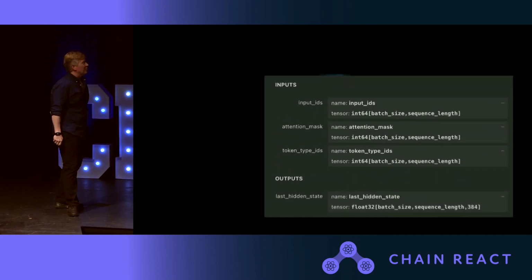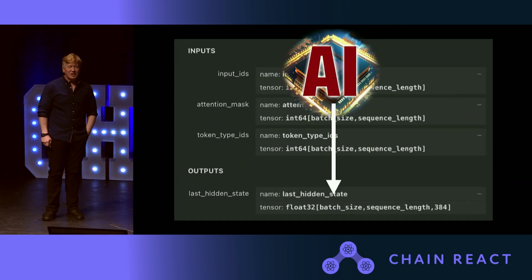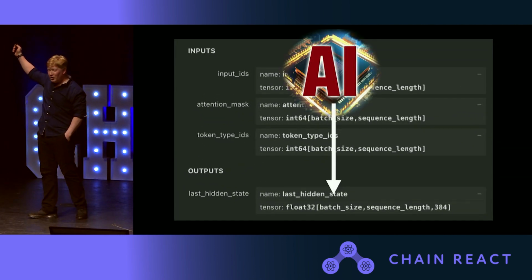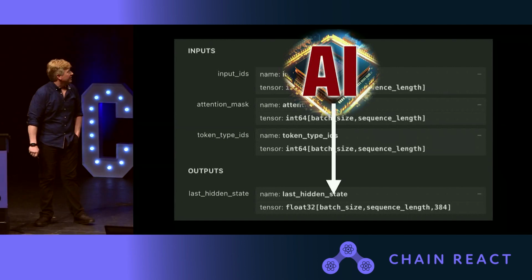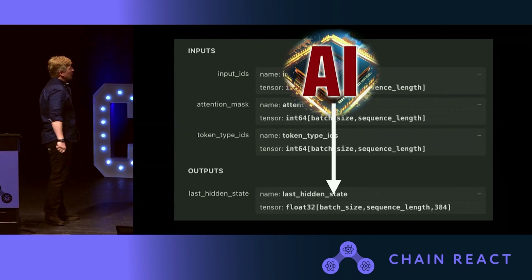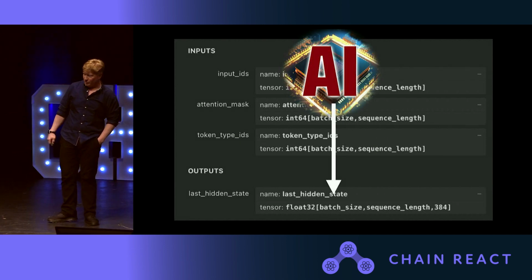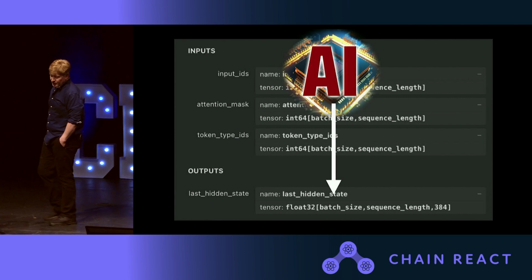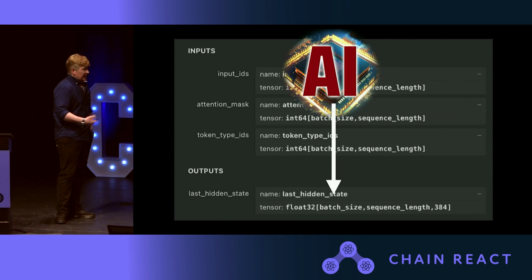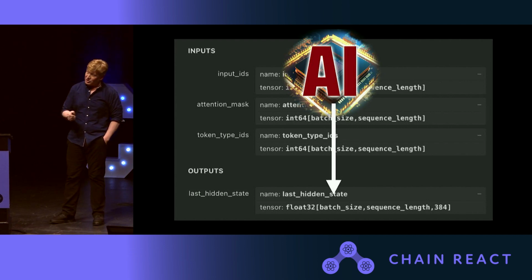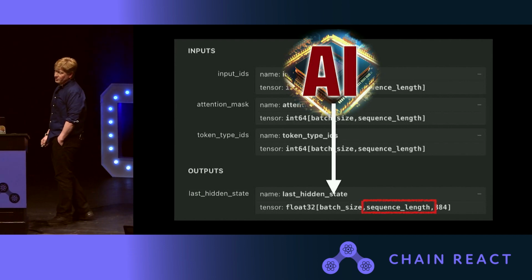Sorry. The output isn't what we're looking for. We expect that we're just going to get a big one array of numbers. But what we get instead is this float 32 batch size, sequence length, 384. So we know the 384, that's the vector size that we're looking at. And batch size is 1, we're only giving a batch of 1. But what's the sequence length? Well, the sequence length is actually the number of tokens we put in.